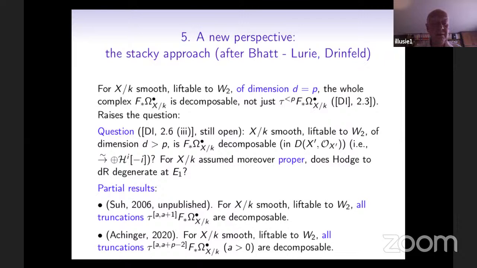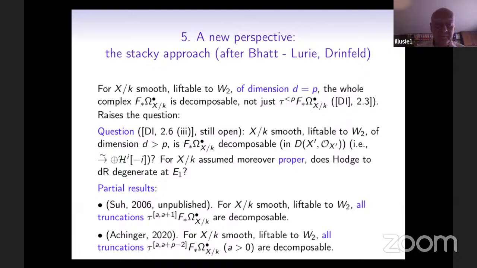So in 2006 it was proved that an old truncation tau from a to a plus one of the de Rham complex is decomposable, that is, a sum of its cohomology sheaves. And Piotr Achinger in 2020 proved that also for X liftable to W2, the truncation from a to a plus p minus 2, not a plus p minus 1, are decomposable.